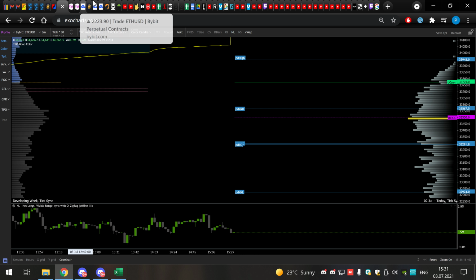So range pokes are done. Then we go to previous day point of controls. They are sometimes really good if they are naked, especially. Those you can find only with the ExoCharts.